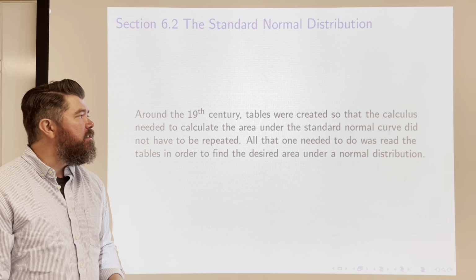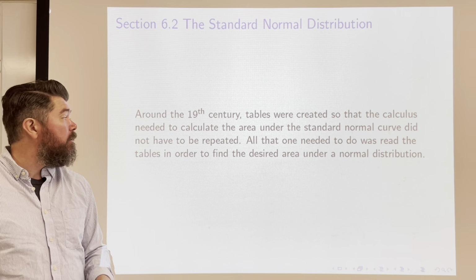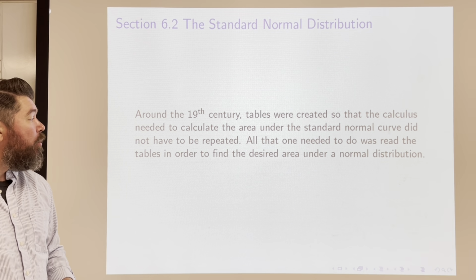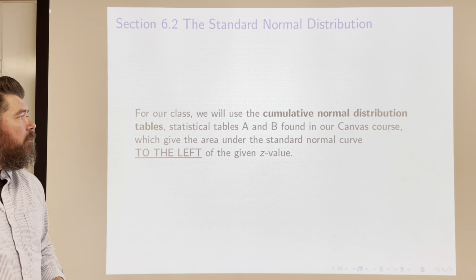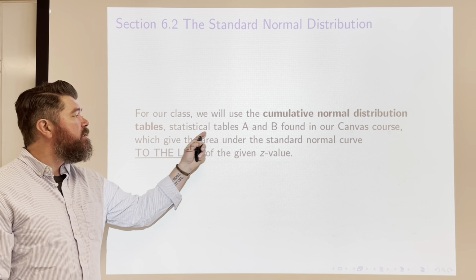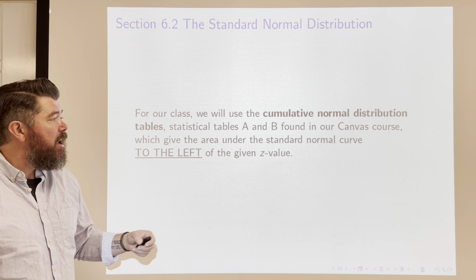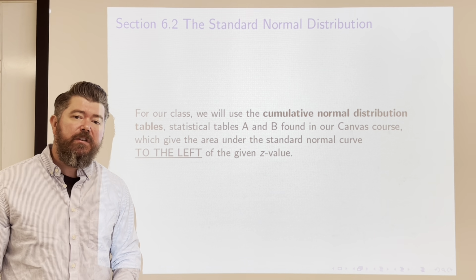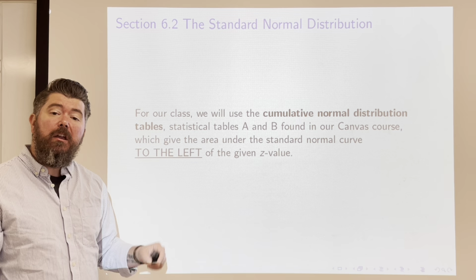Around the 19th century, tables were created so that the calculus needed to calculate the area under the standard normal curve did not have to be repeated. All that one needed to do was read the tables in order to find the desired area under a normal distribution. For our class, we will use the cumulative normal distribution tables. These are our statistical tables A and B found in our Canvas course, which give the area under the standard normal curve to the left of the given z value. And we're going to emphasize that when we start using these tables. So our tables always give the area to the left.